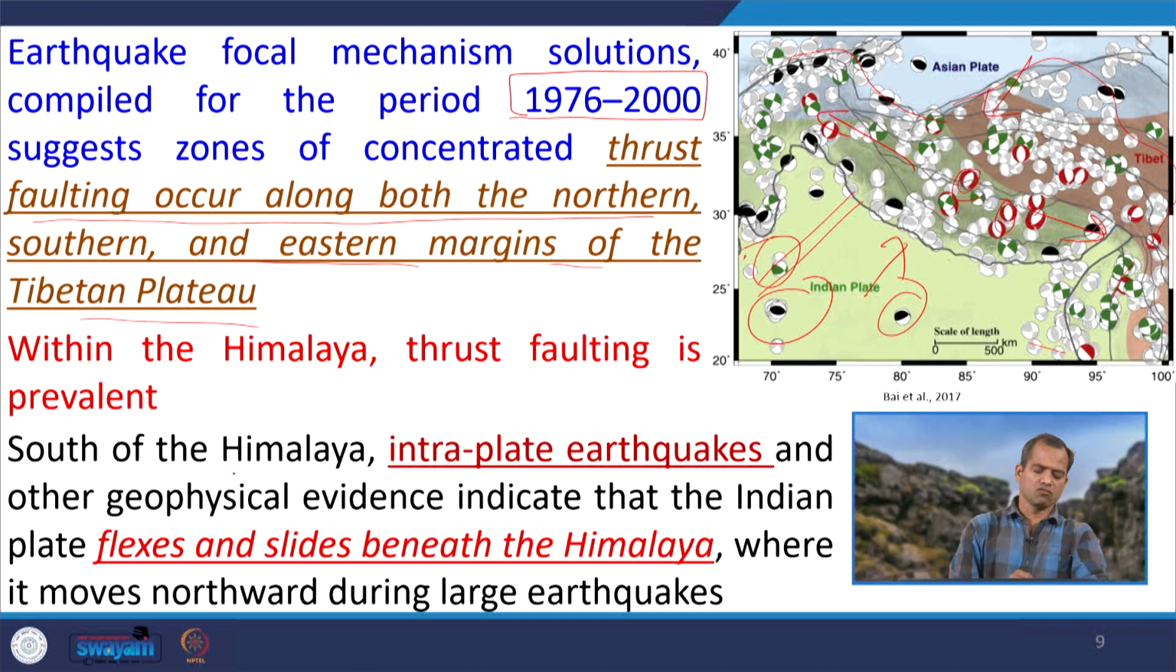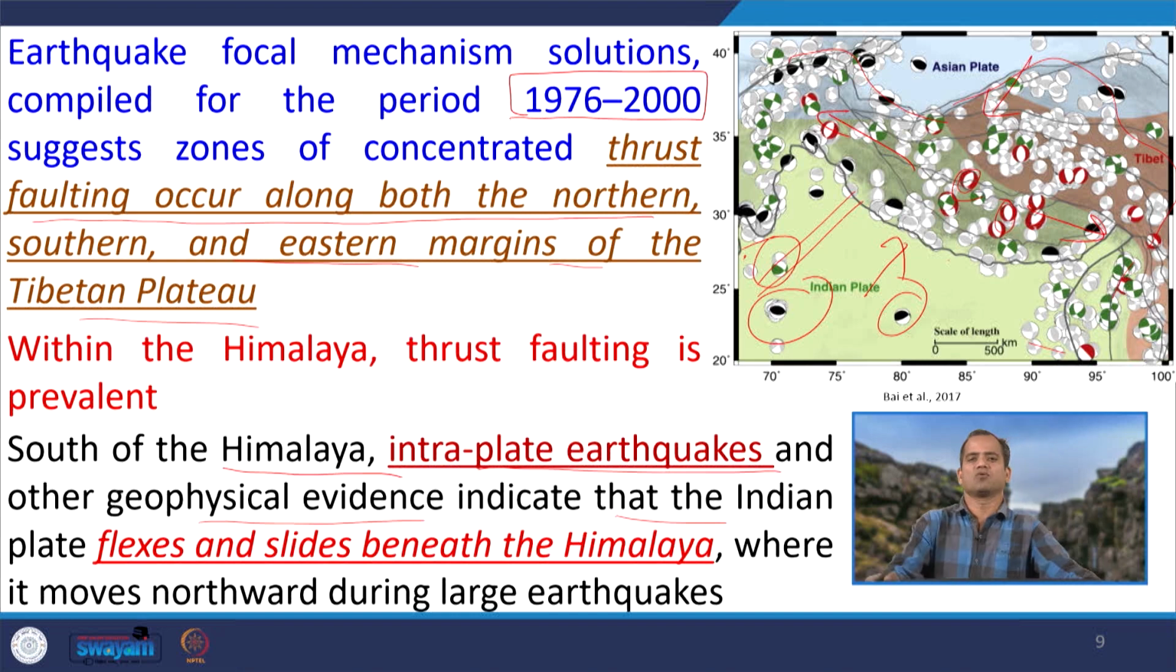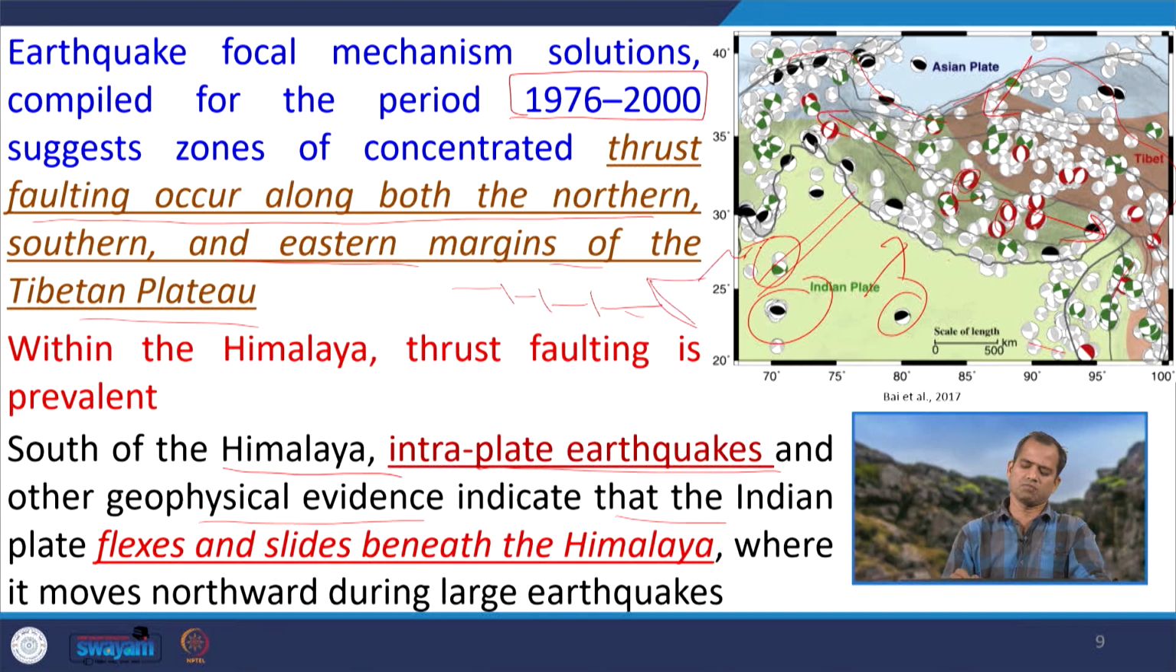So, this intraplate earthquake south of the Himalayas and other geophysical evidence indicate that the Indian plate is flexed and slides beneath the Himalayas, where it moves northward during large earthquakes. That means this Indian plate is subsiding down, below the Himalayan system. The Indian plate was just flexing down, and we have the Himalayan MBT, MFT.